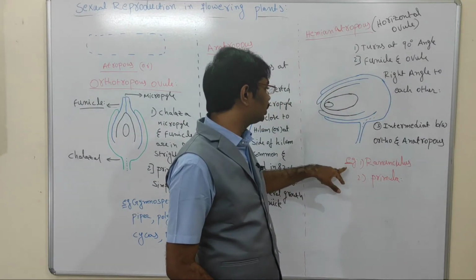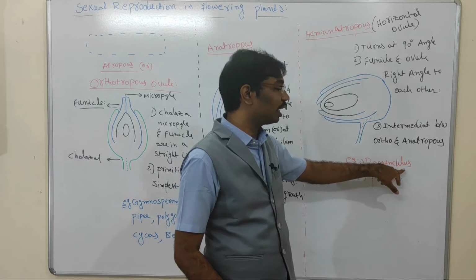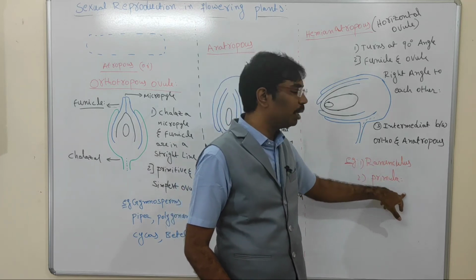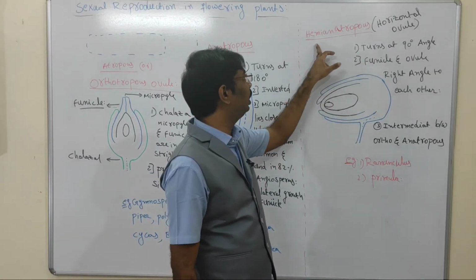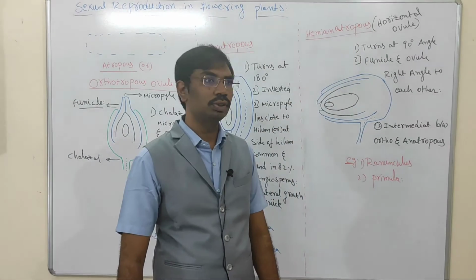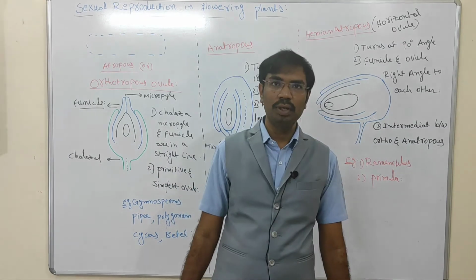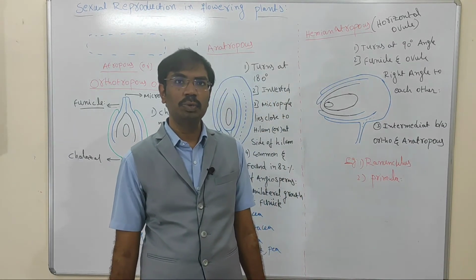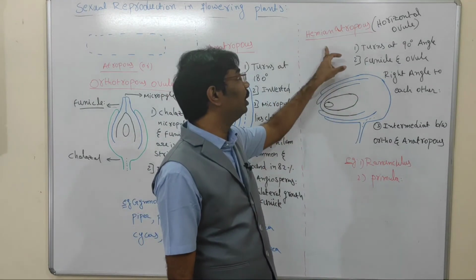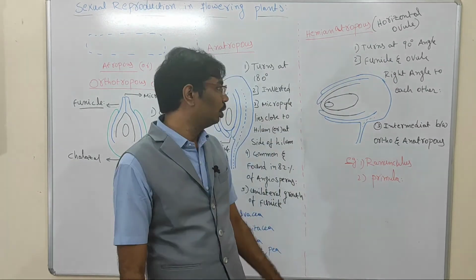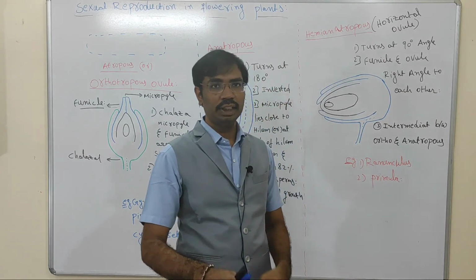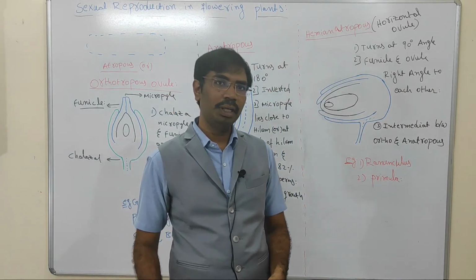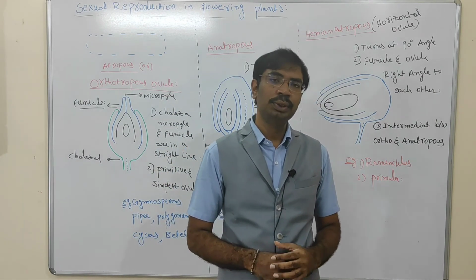Examples of the hemianatropous ovule are Ranunculus and Primula. So these are the three ovules I discussed in this class. In the next video, I will explain the remaining three types of ovules.